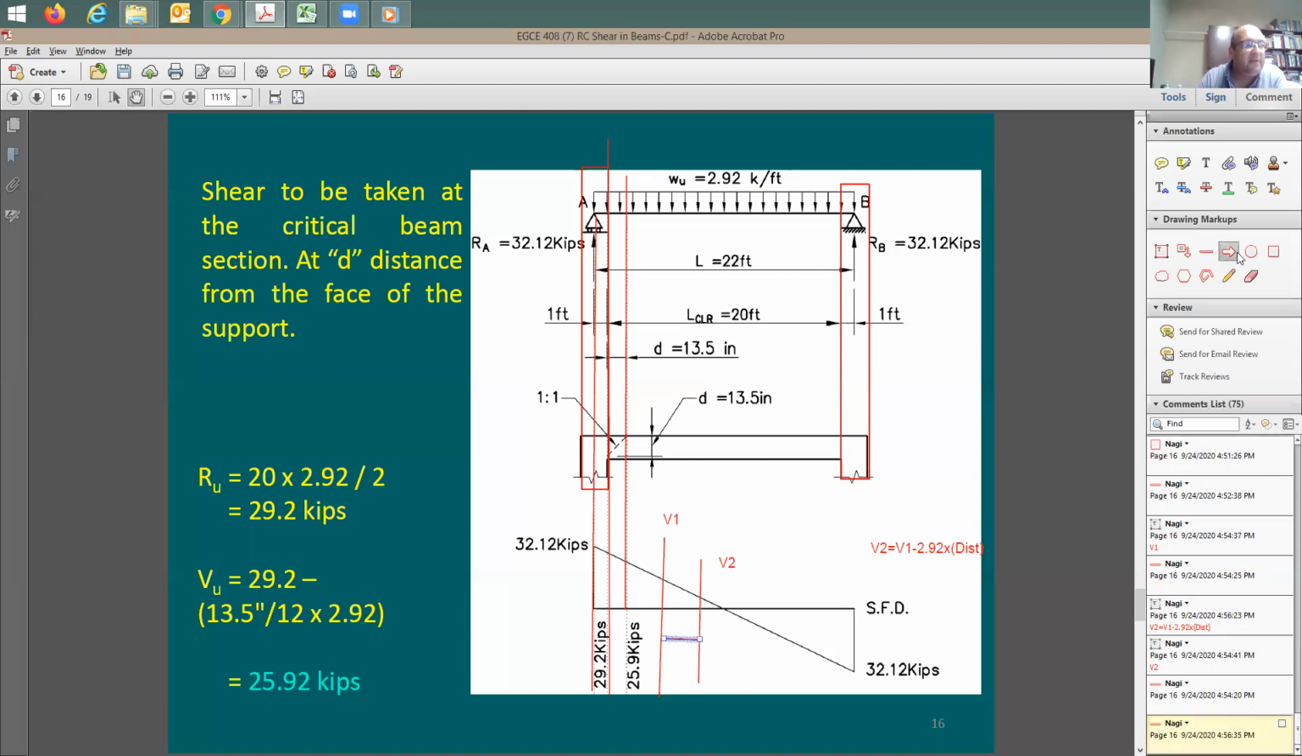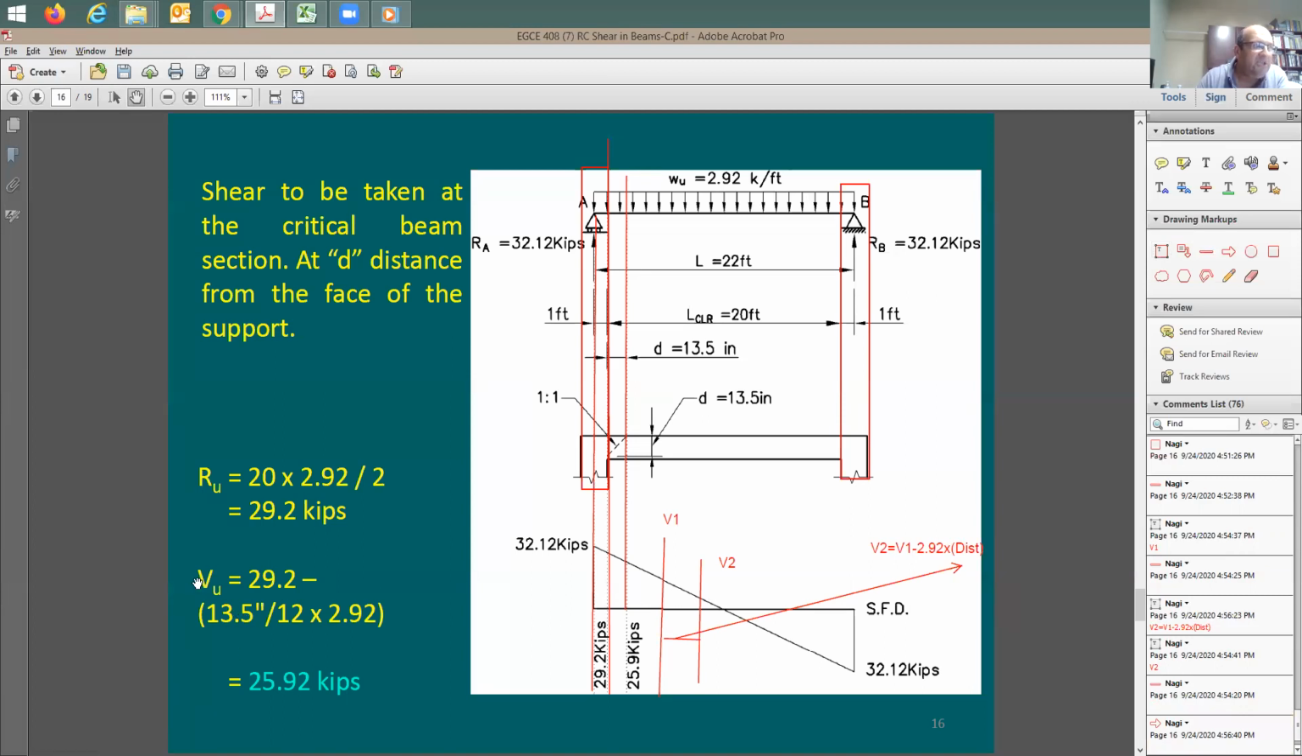So this is going to be the distance. It's going to be the distance from here to there, right? So the distance between now and our problem, from the face of support to the critical section of shear, is 13.5 inch.